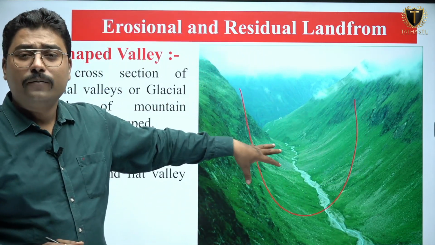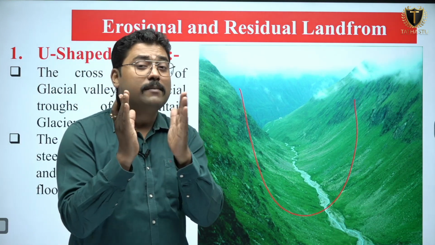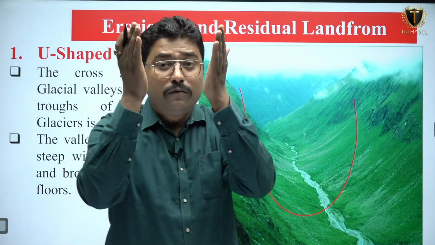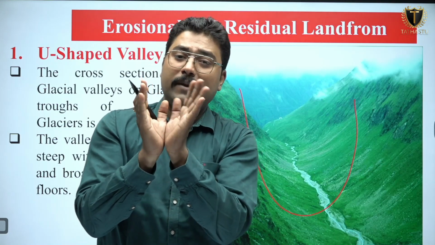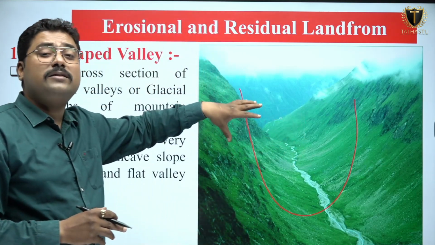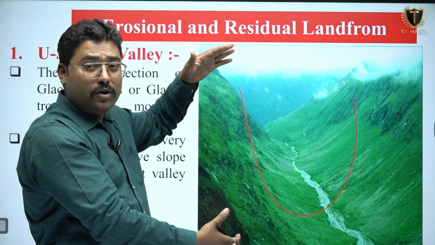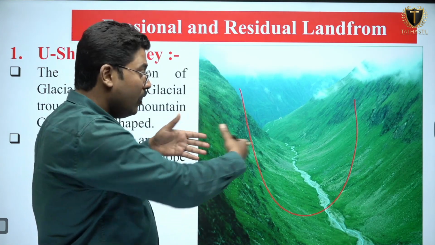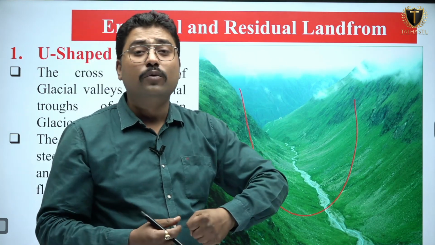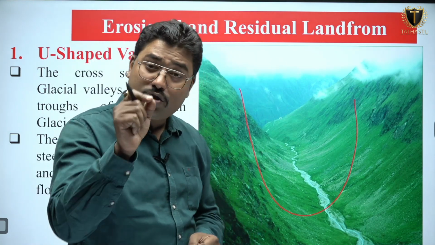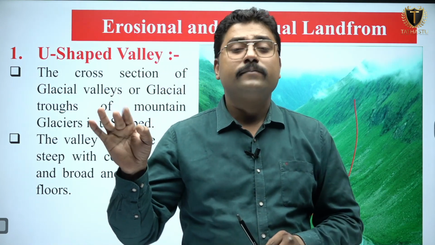Why is it so? Because the river volume is very less in the mountains, it will cut down a very small part of the mountain, so it will be considered as V-shaped. But as the glaciers are 3D, they have width, length and height, so they will move in a 3D manner.